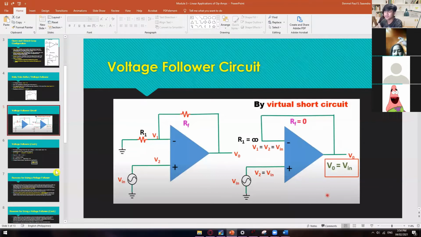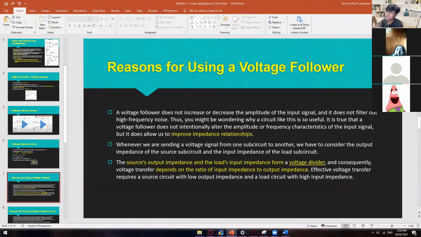Okay, so as you can see, it's quite useless, right? Because why would you input a voltage in here if it will not do anything with that voltage? So it's like just a wire, okay, that's just passing through on that certain wire. Anyway, we have here the reasons on why we're going to use such a circuit. So, reasons for using a voltage follower. So it has also an importance.